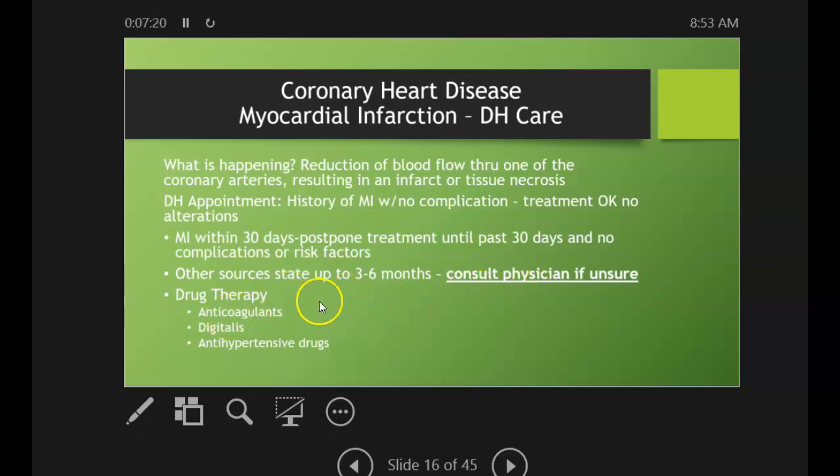And then drug therapies that are oftentimes seen with a patient who's had a history of an MI are anticoagulants, digitalis, and antihypertensive drugs. Digitalis can have lots of oral manifestations, and you'll see that in the table at the end of this PowerPoint. It's important for us to know all of these oral manifestations with these drugs, especially since a lot of patients are on these drugs because there's a lot of heart disease in the world.